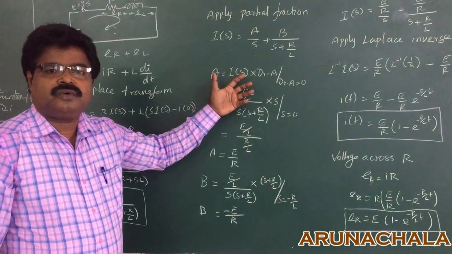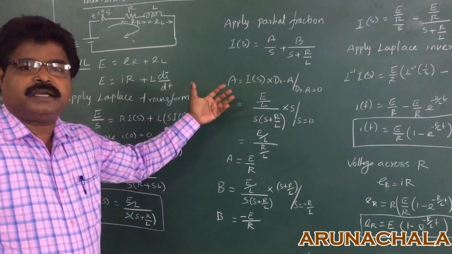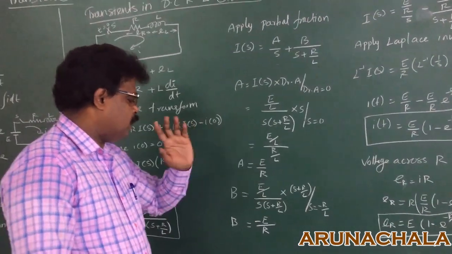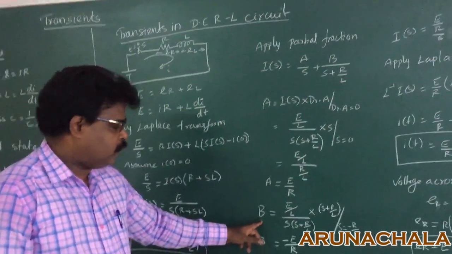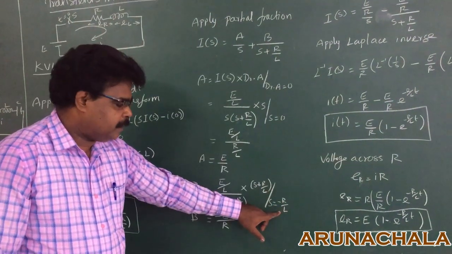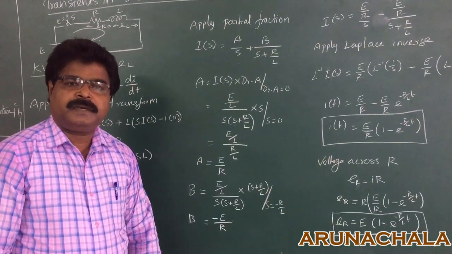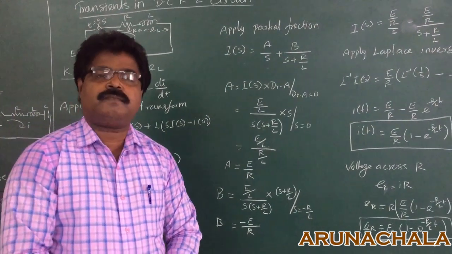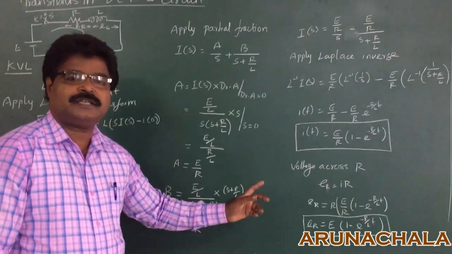Otherwise you can follow the method you are already using in mathematics. That is also correct. Similarly we are going to calculate b. What is b? I of s into the denominator of b, and the denominator of b is equal to 0. That means s plus r by l is equal to 0. Then s is equal to minus r by l.